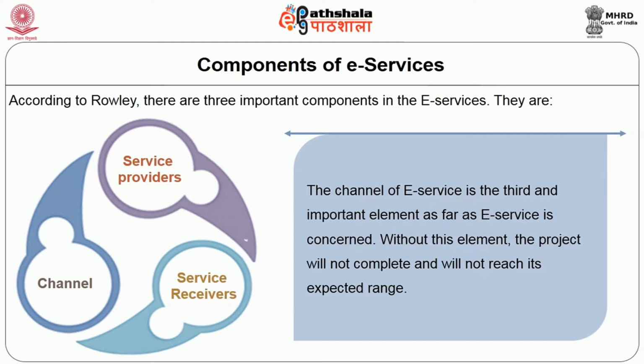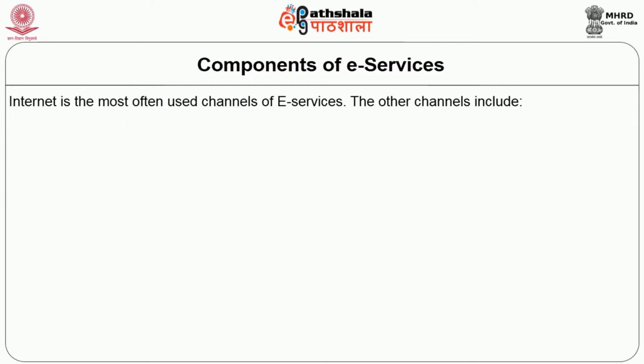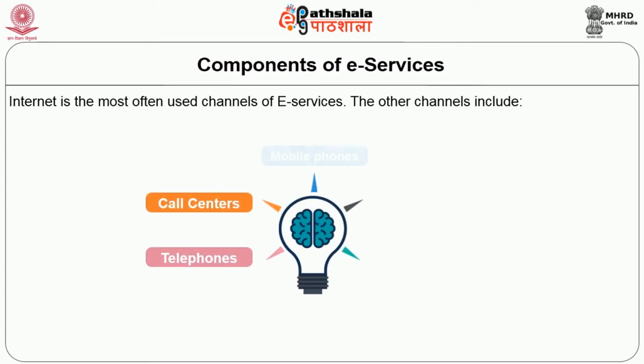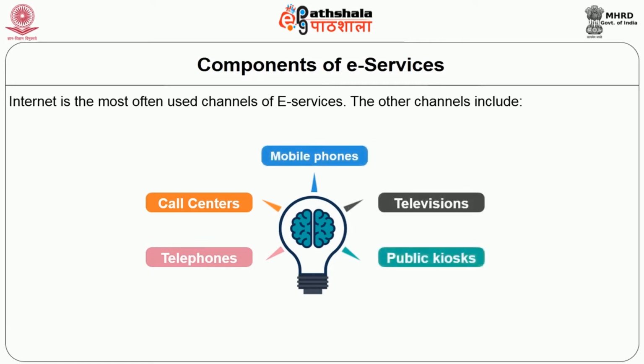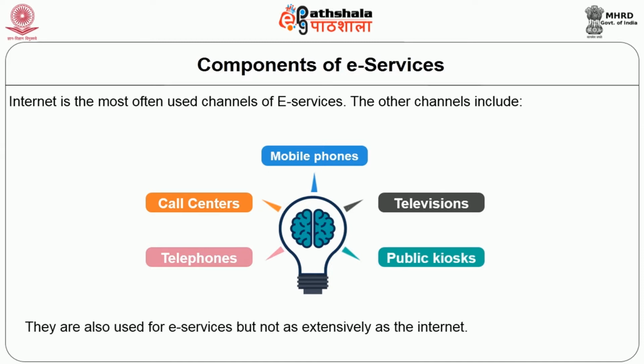The channel of E-Service is the third and important element as far as the E-Service is concerned. Without this element, the project will not be complete and will not reach the expected range. Internet is the most often used channel of E-Services. The other channels include telephone, call centers, mobile phones, television and public kiosks, etc. They are also used for E-Services, but not as extensively as the internet.